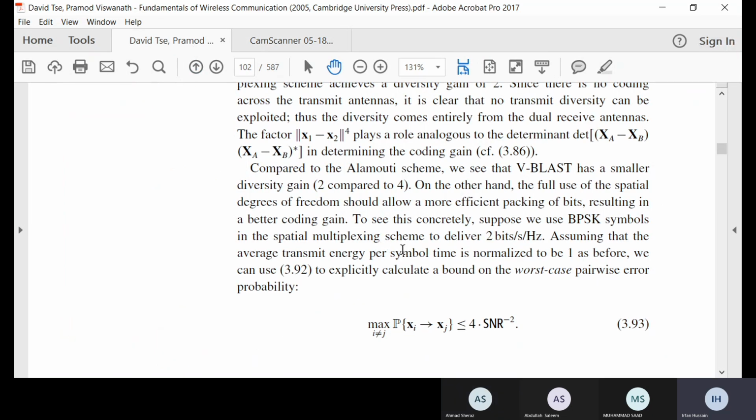Now you say, no, I will compare this with LMOT. The issue here is what you are actually getting. If you're using BPSK over VBLAST, you are actually getting 2 bits per second per hertz, because every time you are sending 2 different BPSK symbols. Each symbol corresponds to 1 bit, so you are getting 2 bits per second per hertz in one time slot. But if I use, let us say, LMOT with just BPSK, then I will be just getting 1 bit per second per hertz.